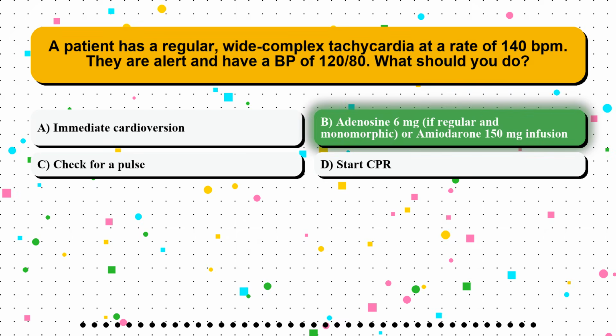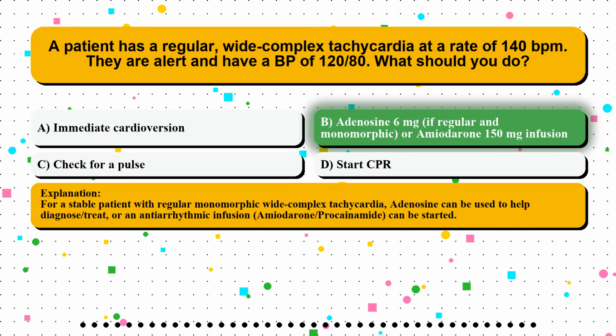The correct answer is option B, adenosine 6 mg, if regular and monomorphic, or amiodarone 150 mg infusion. For a stable patient with regular monomorphic wide complex tachycardia, adenosine can be used to help diagnose/treat, or an antiarrhythmic infusion, amiodarone/procainamide, can be started.